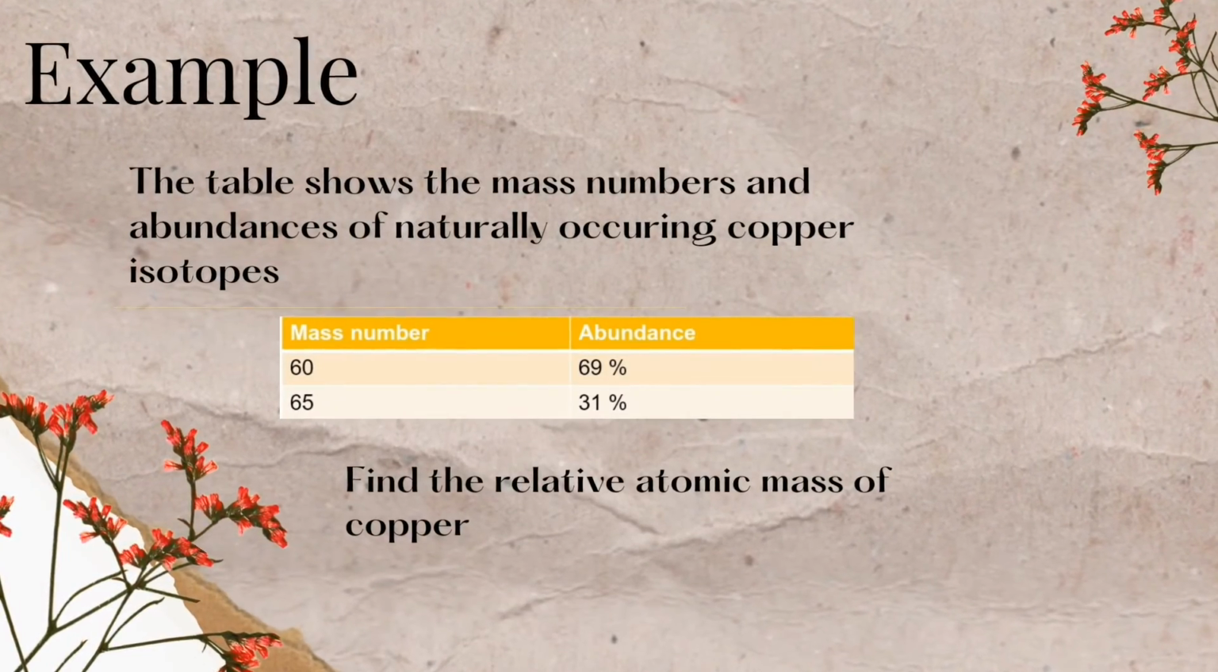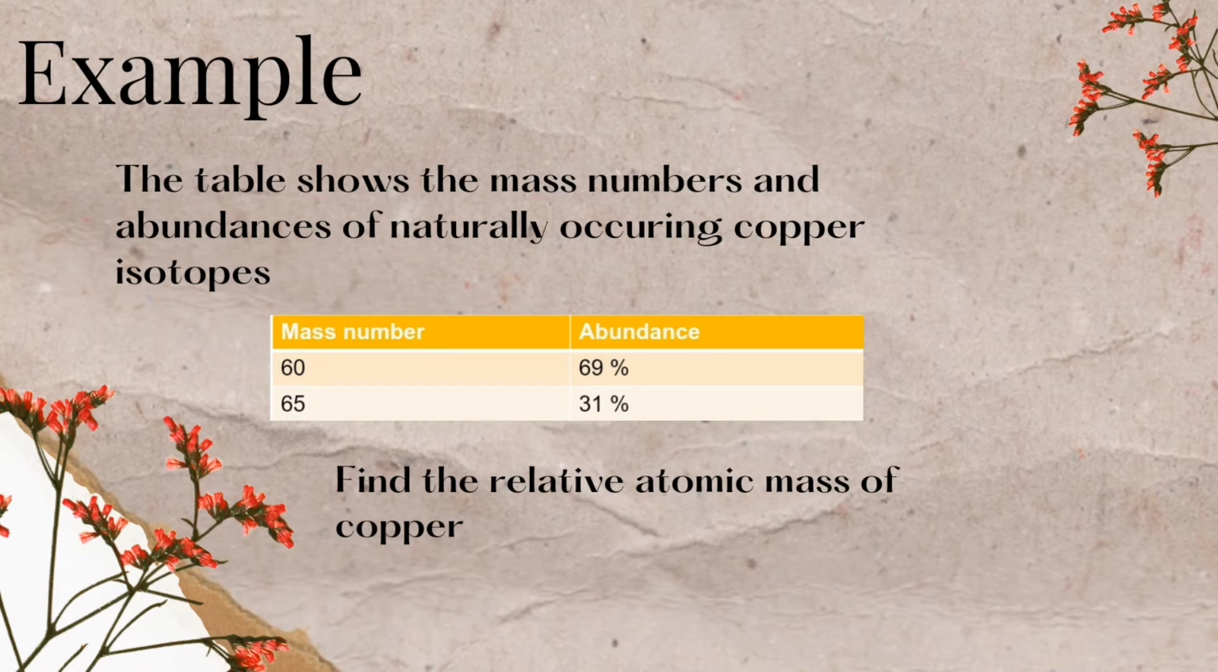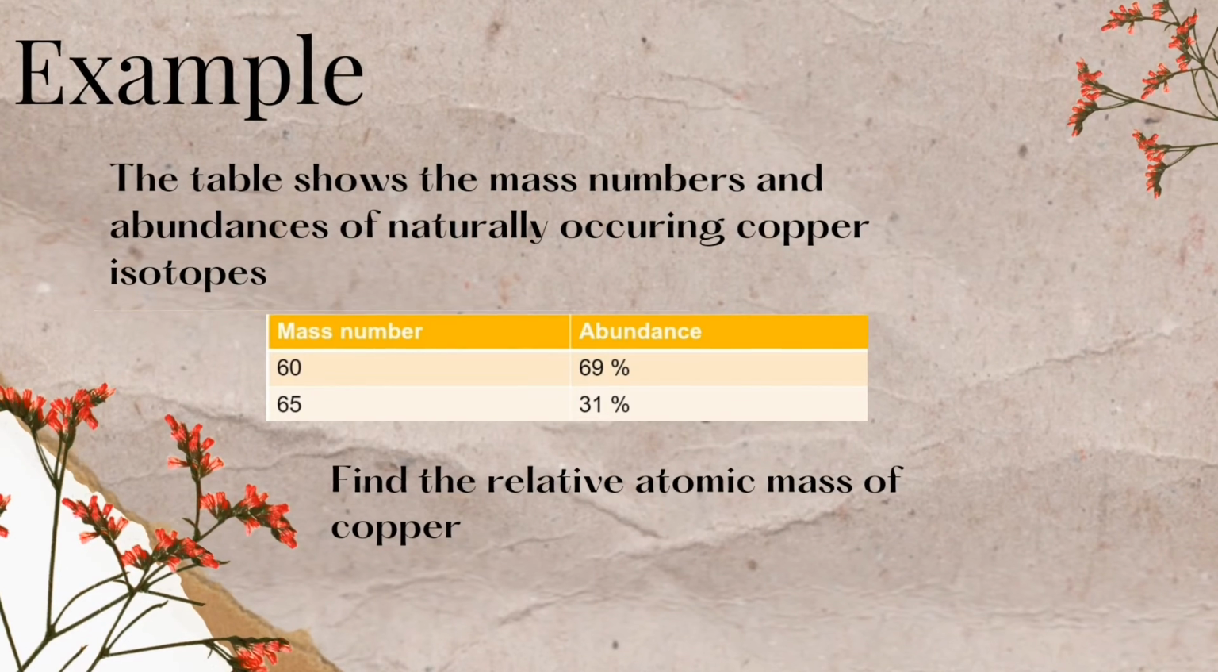So, this is the example question that we can refer to about relative atomic mass. The table shows the mass numbers and abundance of naturally occurring copper isotopes. So, you can refer to the table given and find the relative atomic mass of copper.